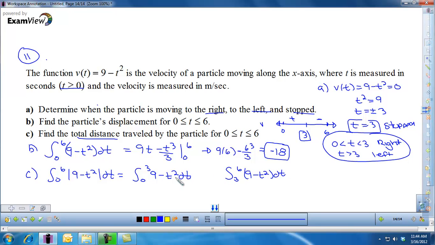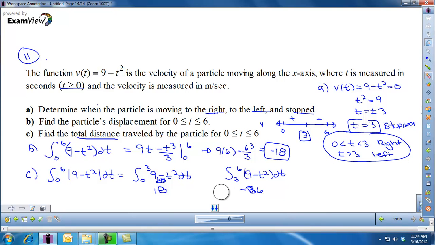Okay, so doing this gives you 18. And this one gives you negative 36. So again, we're doing the absolute value, so we're actually going to add them. So my total distance traveled is 54.